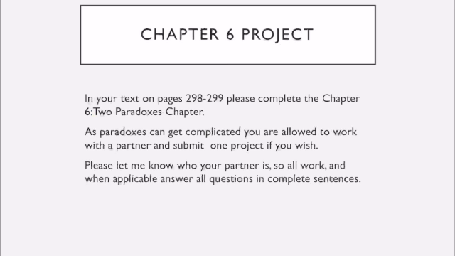In your text on pages 298 to 299, I want you to complete the Chapter 6 project that's in the book. I actually really like it. And it talks about two different types of paradoxes. So as paradoxes can get complicated, you're welcome to work with a partner and submit one project if you wish. Okay? I'd like those to be limited to groups of 2.